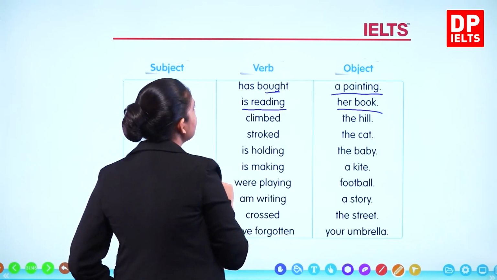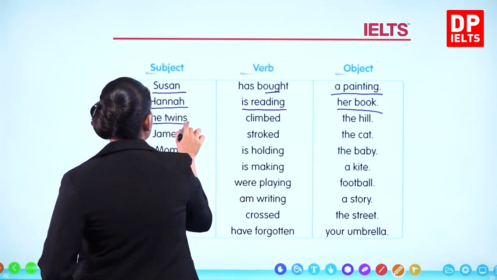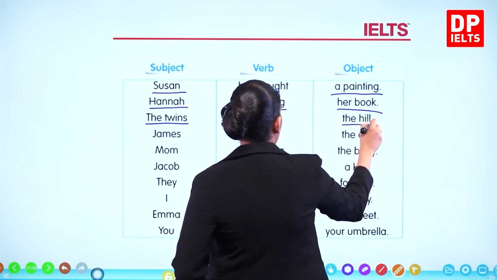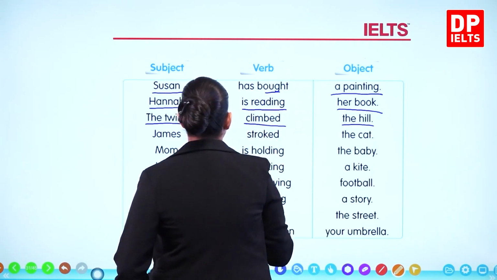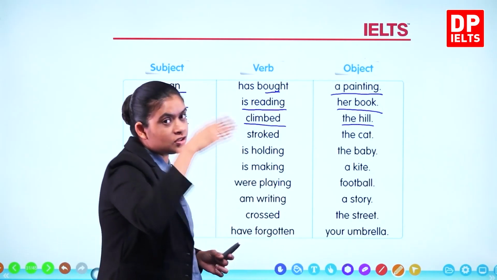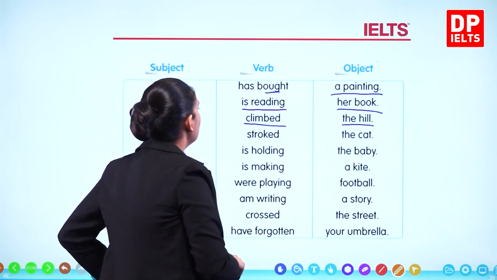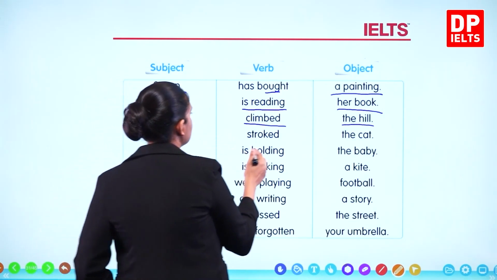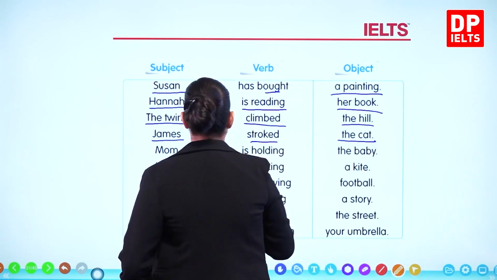The twins climbed the hill. Who climbed the hill? The twins. What did they climb? The hill. What is the action? Climbed. James stroked the cat. What do you mean by stroke? Just touch its head. Who stroked the cat? James. Who did he stroke? The cat. What was his action? Stroking.